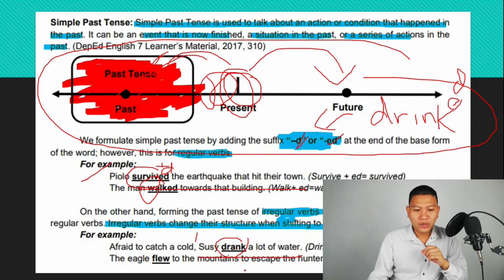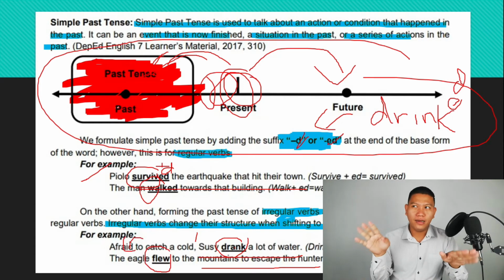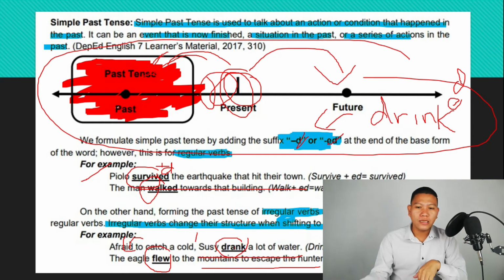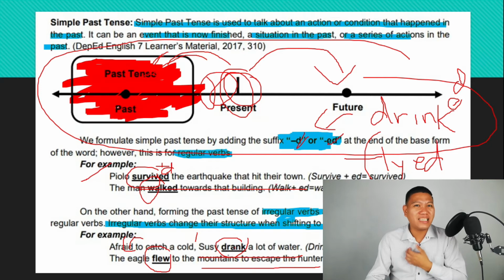Okay? The next one is: the eagle flew to the mountains to escape the hunters. Again, the action took place in the past. The main verb is flew. So who flew? It's the eagle, meaning to say fly but already happened in the past. So, the same rule as with drink, we cannot simply add D or ed to the verb fly. We cannot say flied. It's ungrammatical. So instead, we will change its spelling from fly, it will become flew.